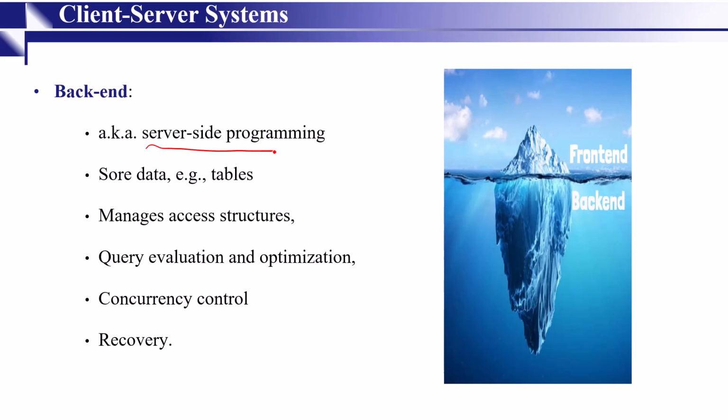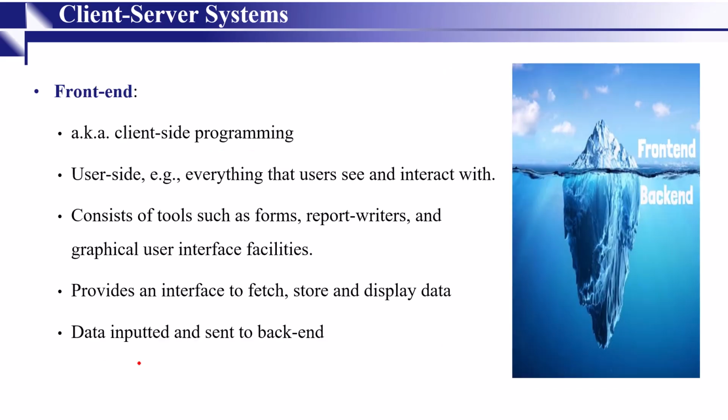It manages access structures such as indexes to speed up search. It also evaluates and optimizes queries, for instance, finding the fastest way to retrieve all orders from last month. Concurrency control ensures multiple users do not overwrite each other's changes. And recovery mechanisms restore data after crashes. Backend is the engine room of the system.